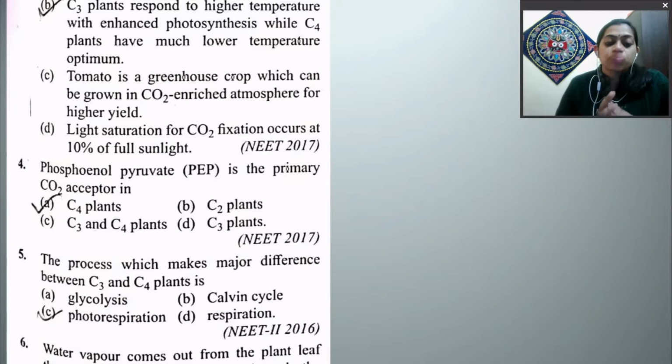The process which makes major difference between C3 and C4 plant is photorespiration. So ये question बहुत बार repeat हुआ है. So this is the right answer, photorespiration.